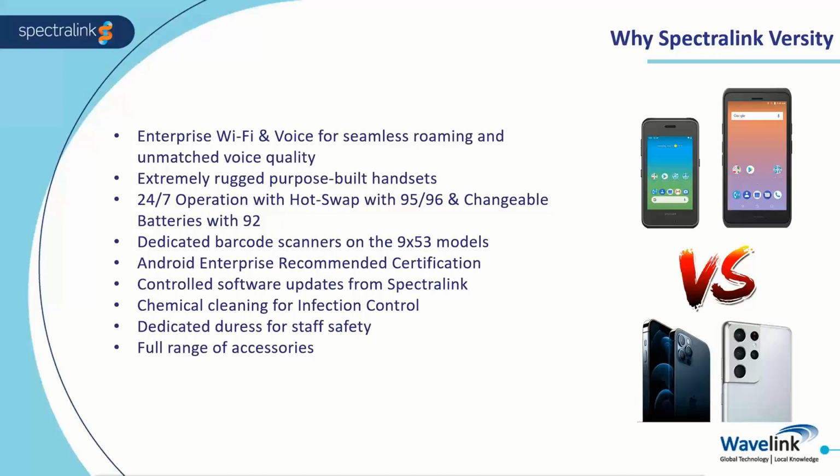Full range of accessories, which we will touch on. I'll be running you all through the accessories that are available for the handsets coming up, and there's a different range of accessories for both the 92 series and the 95, 96 series as well. And then, might be surprising to some, they actually have a lower total cost of ownership. So Spectralink themselves have a calculator to run through the TCO on a handset compared to a consumer-grade device. Based on all factors over an 18-month ownership, the Spectralink Versity handsets actually come out on top.